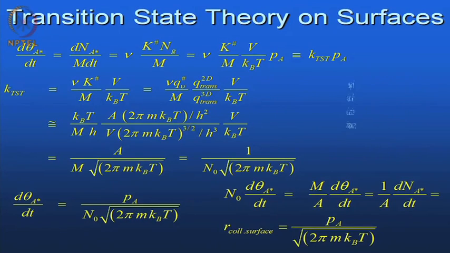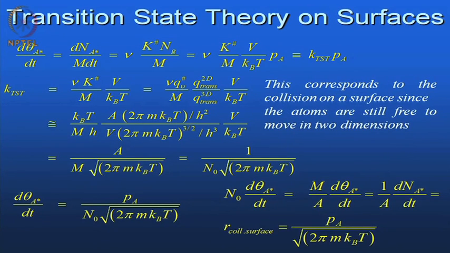Okay. So, this corresponds to collision on a surface, since the atoms are still free to move in 2 dimension. Okay. So, as I told you, this corresponds to surface collision. So, ultimately we ended up with a very simplified expression that d/dt of theta A star has P_A divided by n0 into square root of 2 pi m kB T. It corresponds to the collision on a surface, since the atoms are still free to move in 2 dimension. Because it is similar to what you get in other theories, that they are moving around on the surface, although the third dimension is off, but they are moving around. So, there is an option for them to collide on the surface.